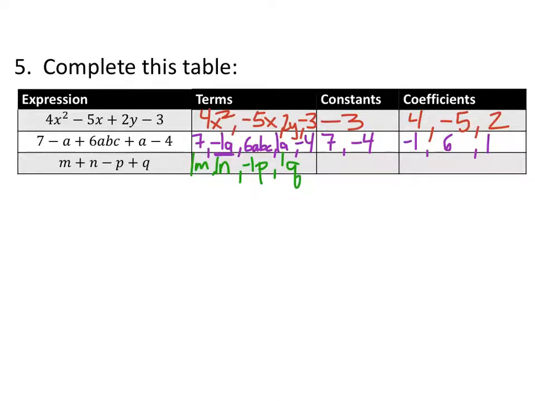So what are the constants on this one? I don't see any constants. There's no numbers by themselves, okay? But I do see coefficients. The coefficient of m is that phantom 1. The coefficient of n, also a phantom 1. The coefficient of p is a -1. And the coefficient of q, positive 1.